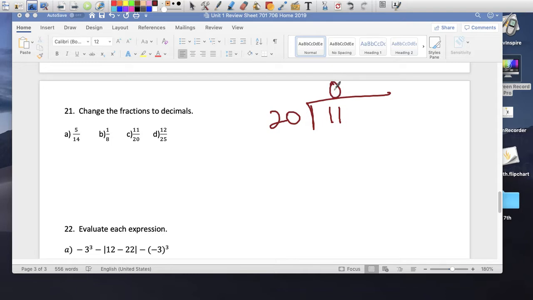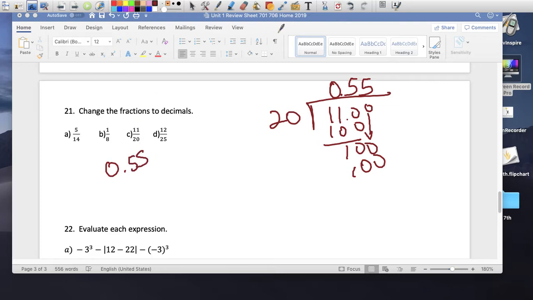Letter C, it's 11 divided by 20. 20 does not go into 11, so add a 0. Decimal. 20 goes into 110 5 times, which is 100. 10 left over, we're going to bring a 0 down, and 20 goes into 100 5 times again, which is 100. And C is 0.55. The terminating decimal, nice and pretty.